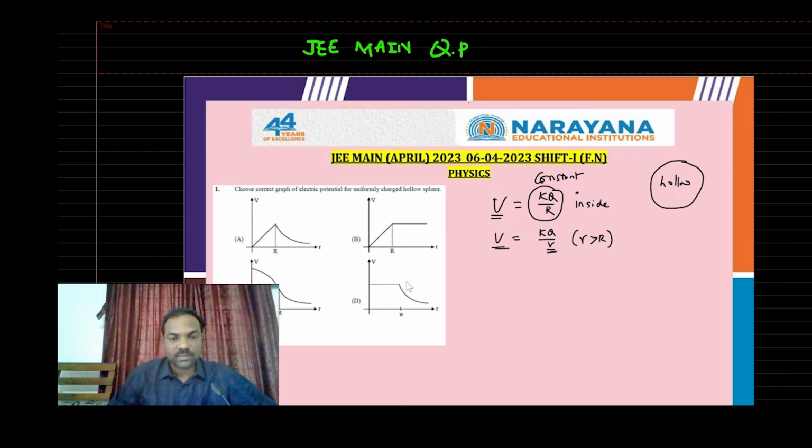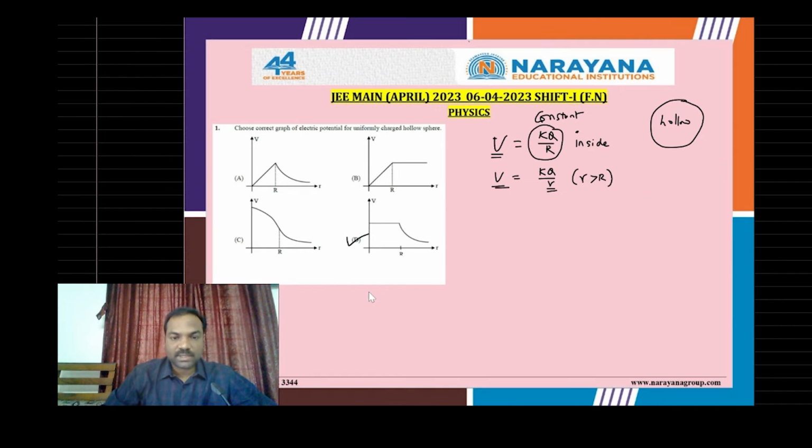So what is the suitable graph here? Inside it is constant, so from 0 to R the graph should be constant and then decrease, so the correct answer will be D. Let us go to the next question.